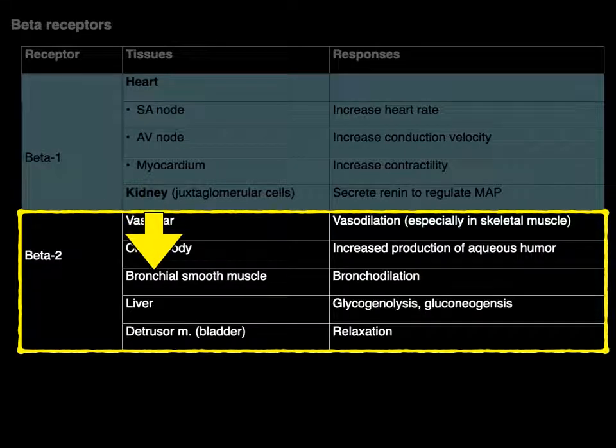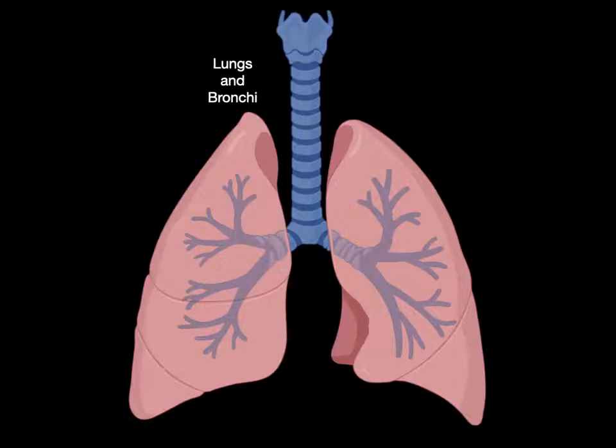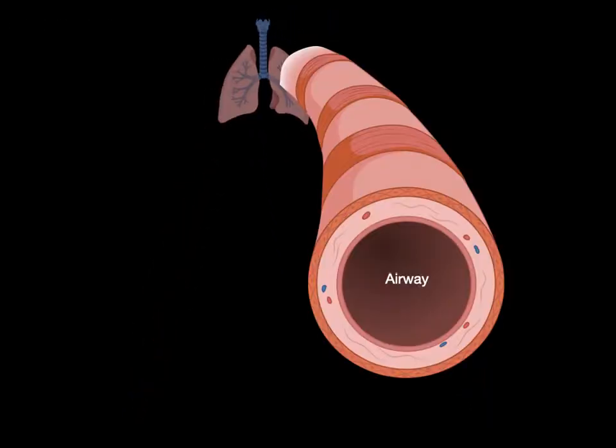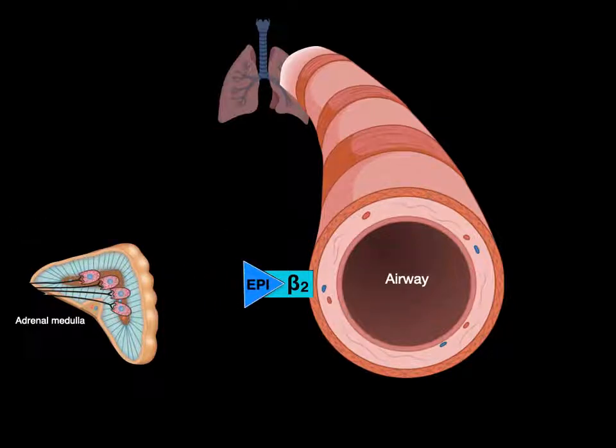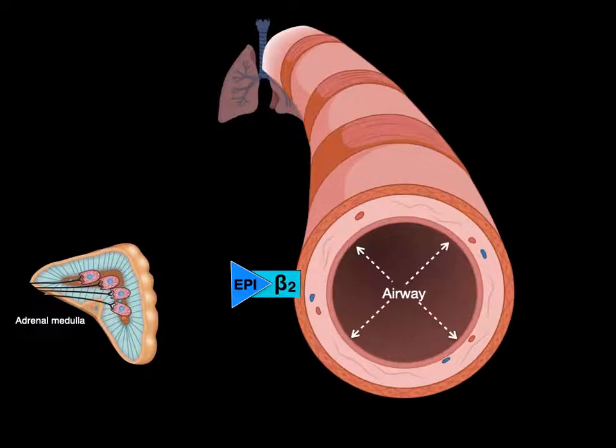Let's talk about bronchial smooth muscle stimulation causing bronchodilation. Here are the lungs and the bronchi, and here's one airway with the smooth muscle lining that airway, and it has beta 2 adrenergic receptors. So when chromaffin cells release epinephrine, it causes bronchodilation.